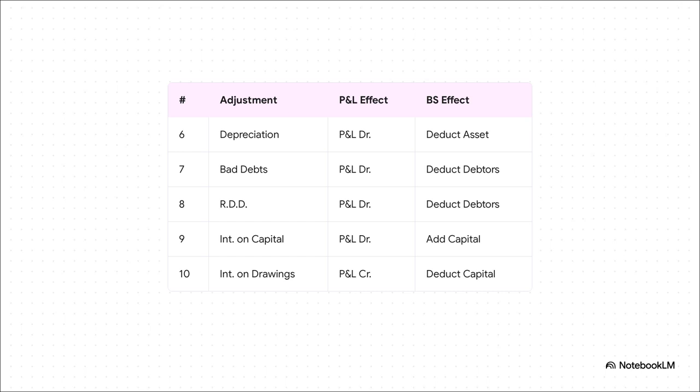Now notice a pattern here. Look at bad debts and RDD. That's your provision for doubtful debts. They both hit the profit and loss as an expense, and they also directly reduce the value of your debtors on the balance sheet. It's always about showing the true profit and the true financial position of the business.